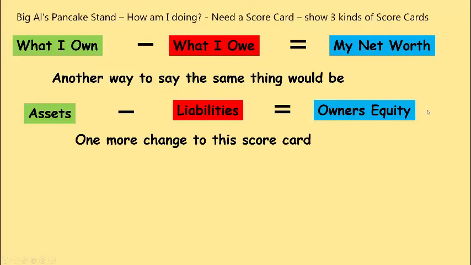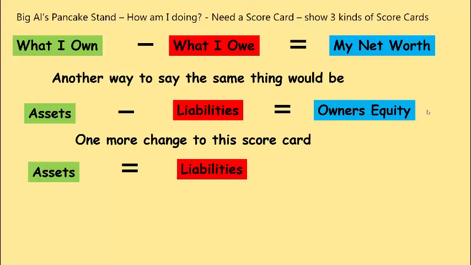Now, another thing we're going to do to change this scorecard, which would be basically a balance sheet, is to say that assets equals liabilities plus owner's equity. And all we've done is take the liabilities from the first equation and move it to the other side of the equal sign.